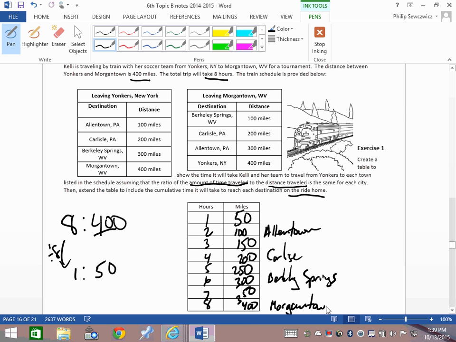So the idea here is I did create the table, time traveled to distance traveled. I used the value like we've always been talking about, and then extend the table to include the cumulative time it will take to reach each destination on the ride home.